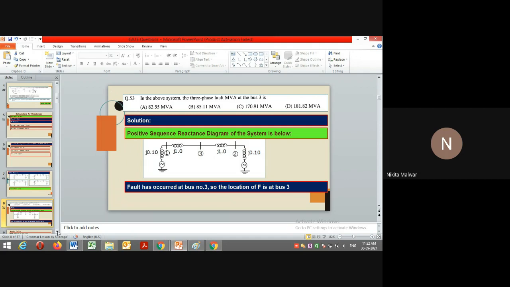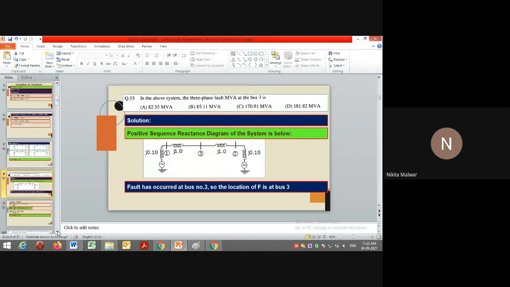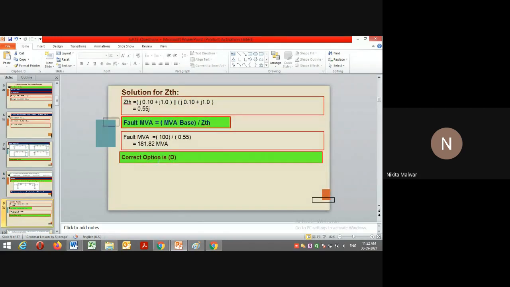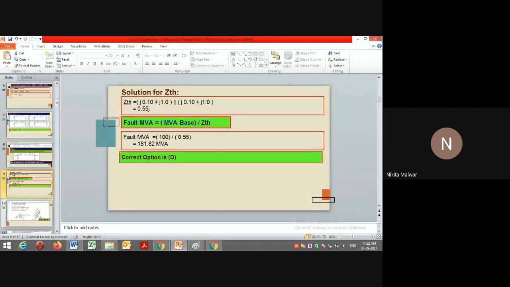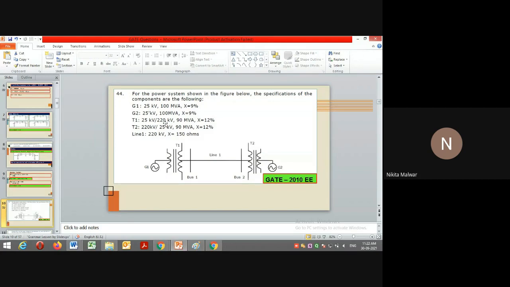Is there anyone having any doubt in this question? Okay. What will be the option? Option D is correct for your second number question. So let's move towards the next question.